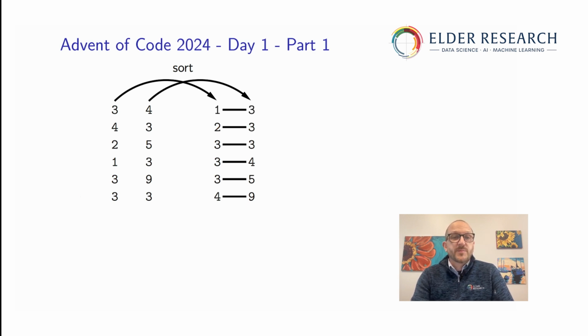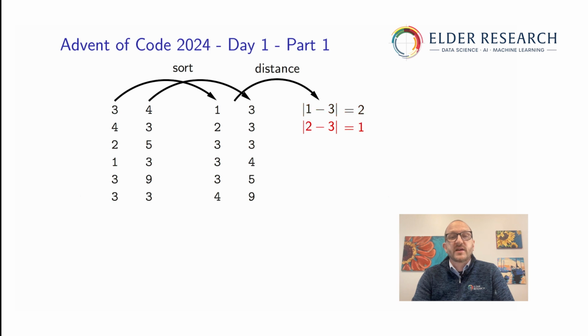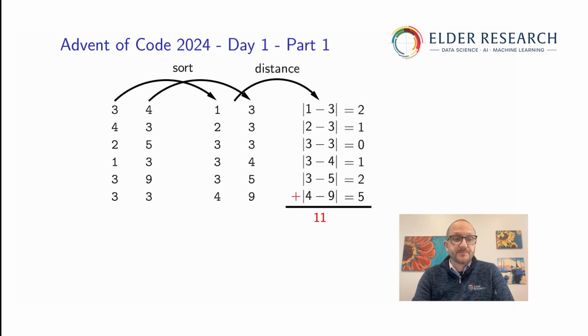Once you have the items paired up, the goal is to find the distance between those items. So take the difference and plug it into the absolute value function, and that'll give you your distance, in this case 2. The next item has a distance of 1, and so on down the line. And finally, the problem asks you to sum up all the distances between each of the elements and get a total distance, which is 11.